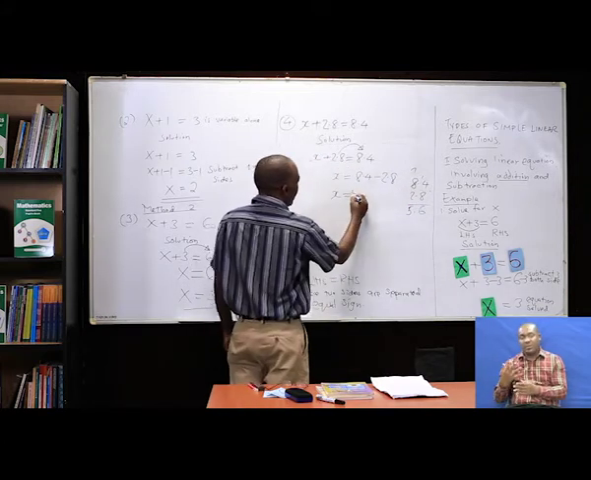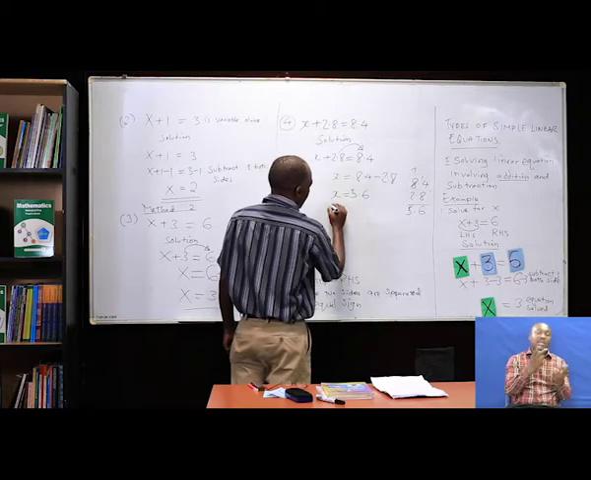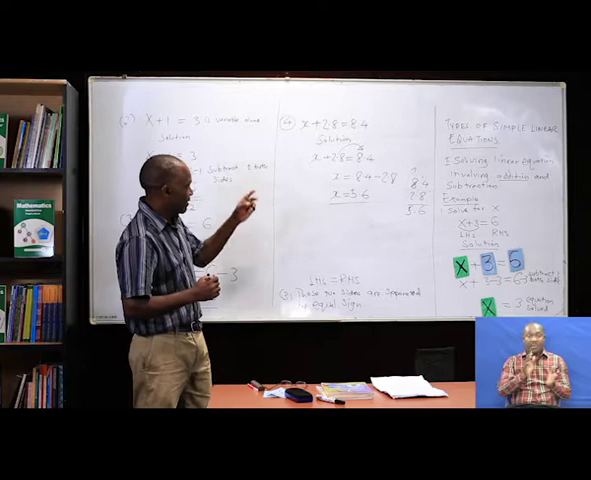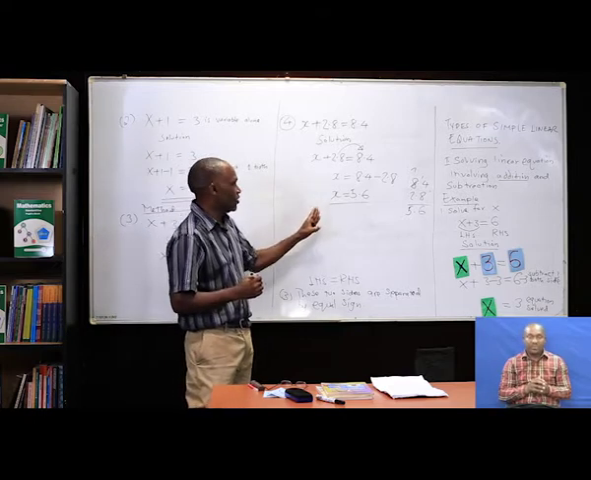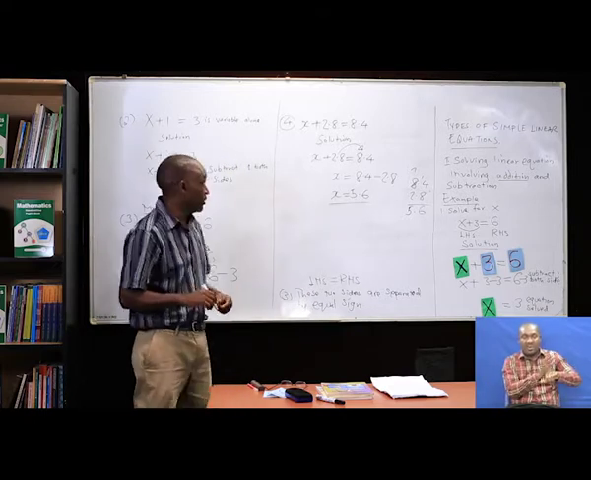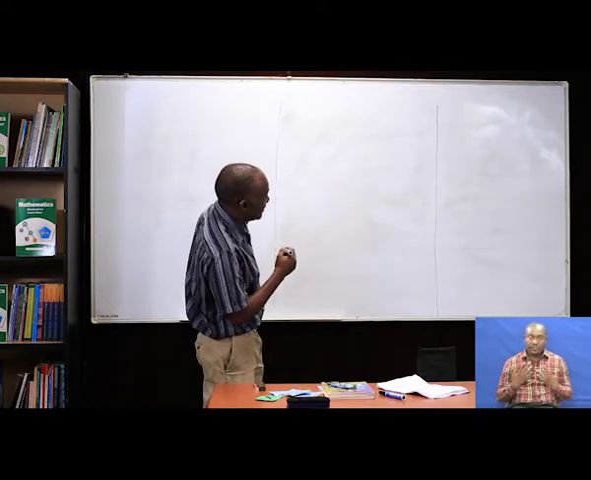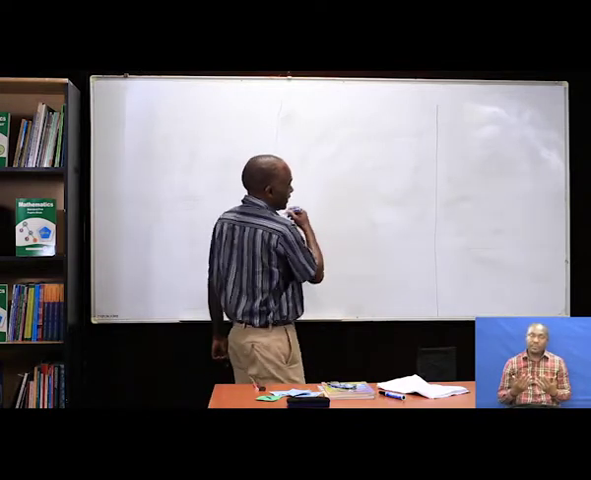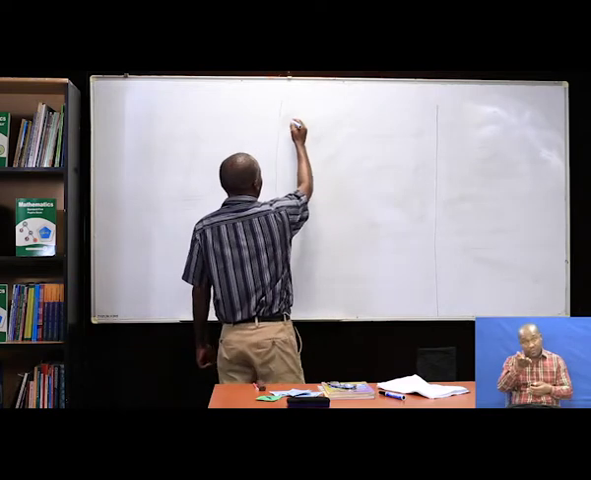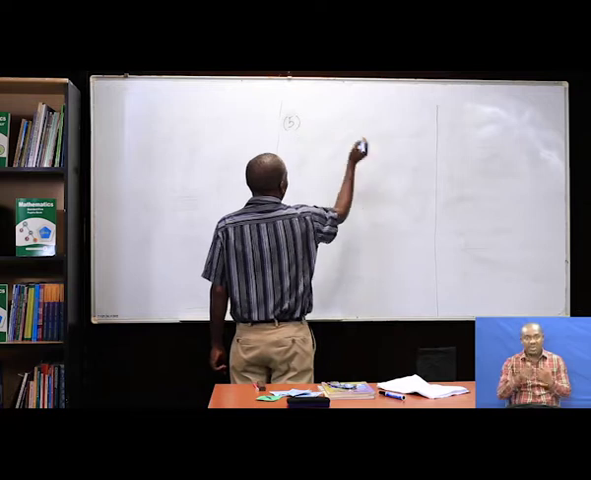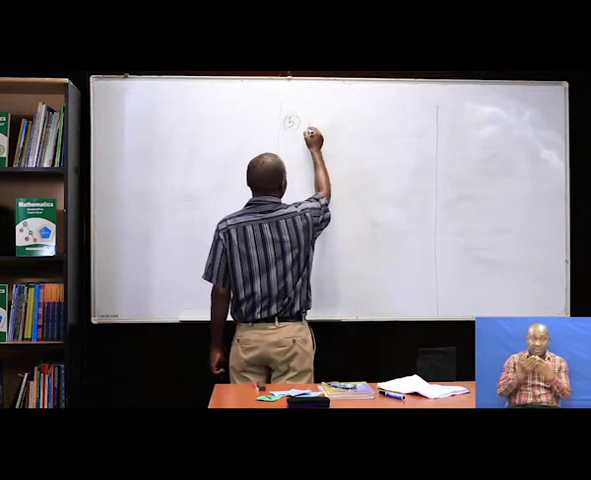So x is 5.6. So the variable is isolated. The variable is alone. So we have already solved the equation. Let us continue with another questions dealing with subtractions. Question number 5. I'm doing the same but different signs.